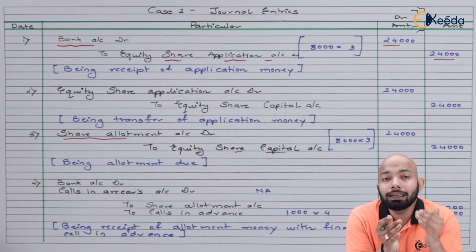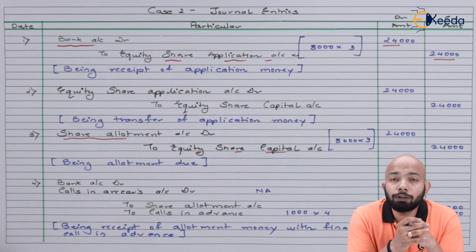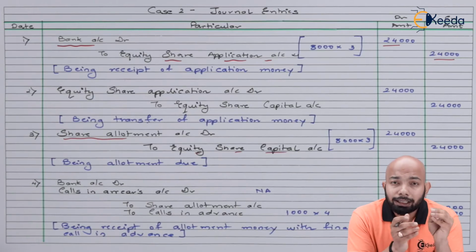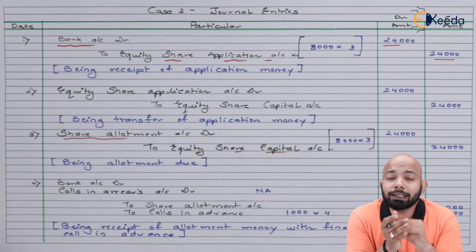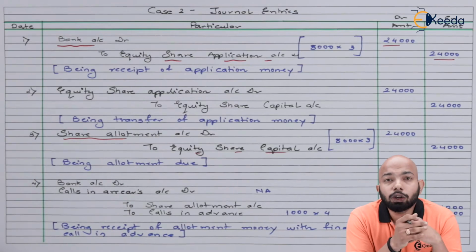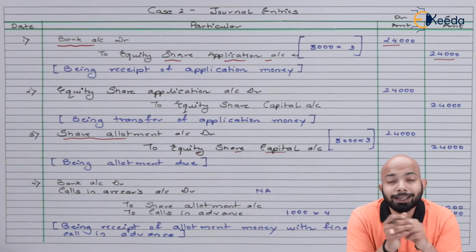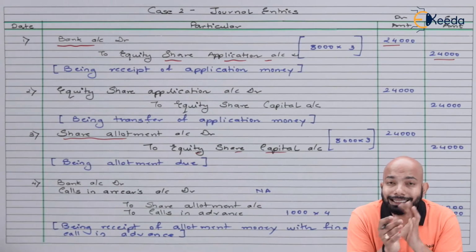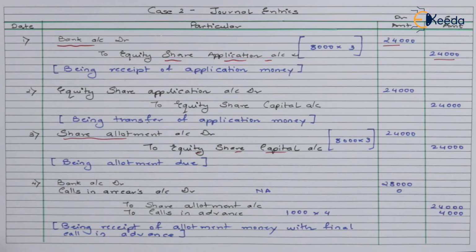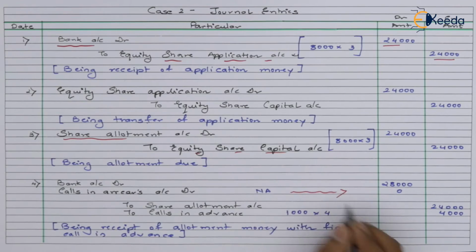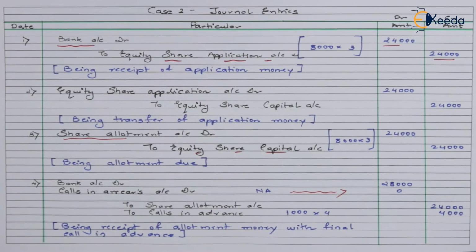Once that is done, the next part will be receipt of allotment money. Now, when we are receiving this allotment money, there is one person who has paid the final call money while this allotment money was supposed to be paid. That means we have received certain calls in advance. There are no calls in arrears. Hence, as you can see, we have mentioned a 0 there. So the entry will be bank account debit to equity share allotment account and calls in advance.